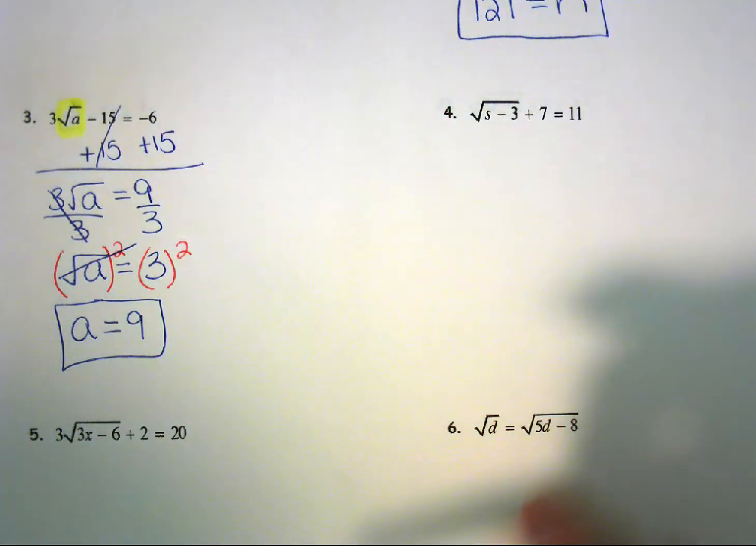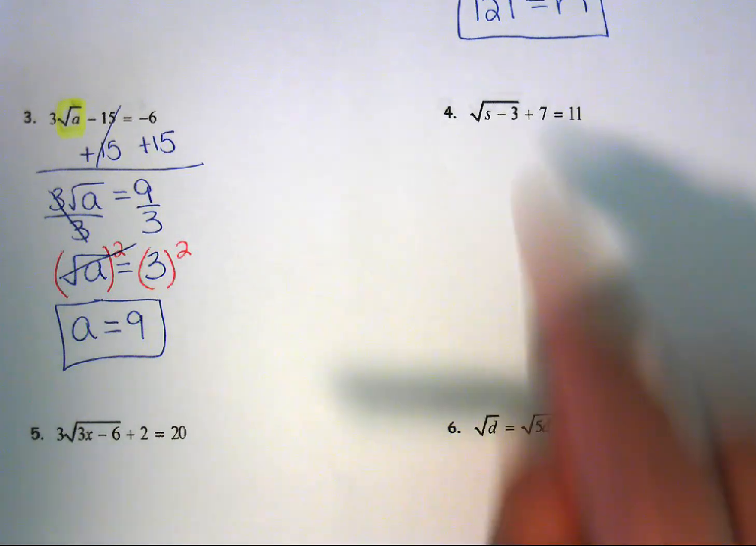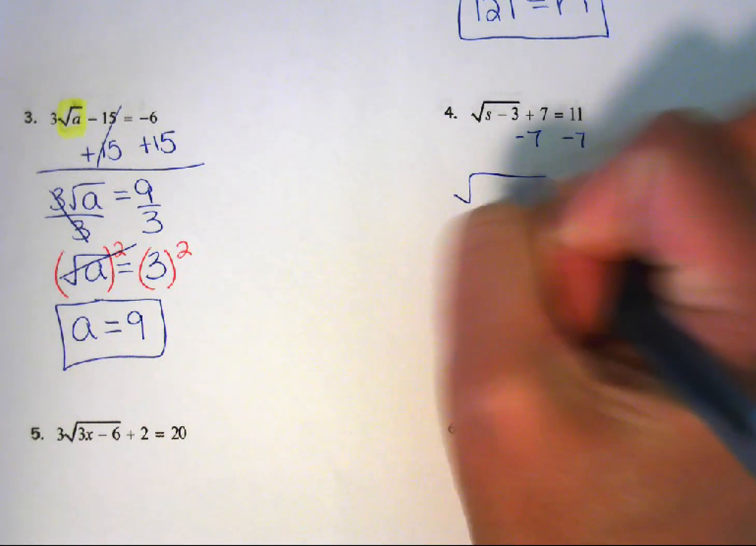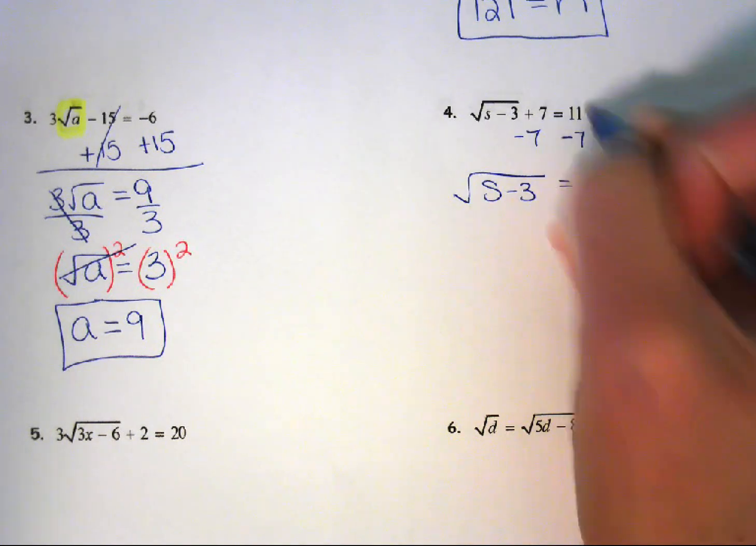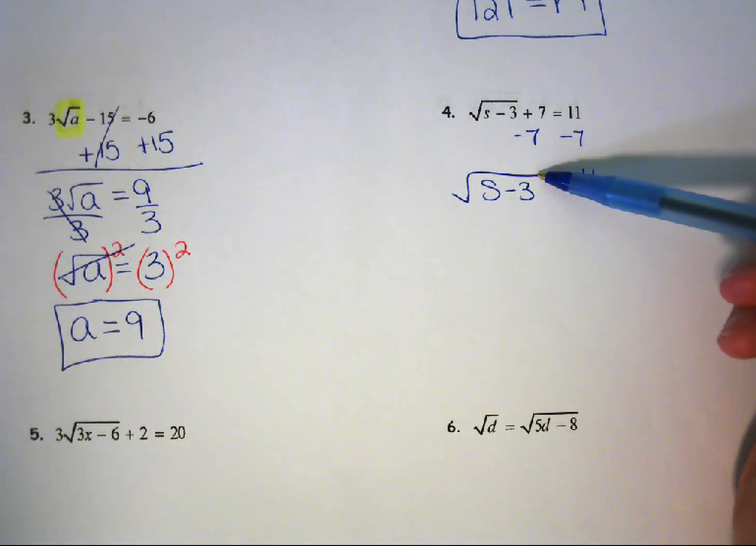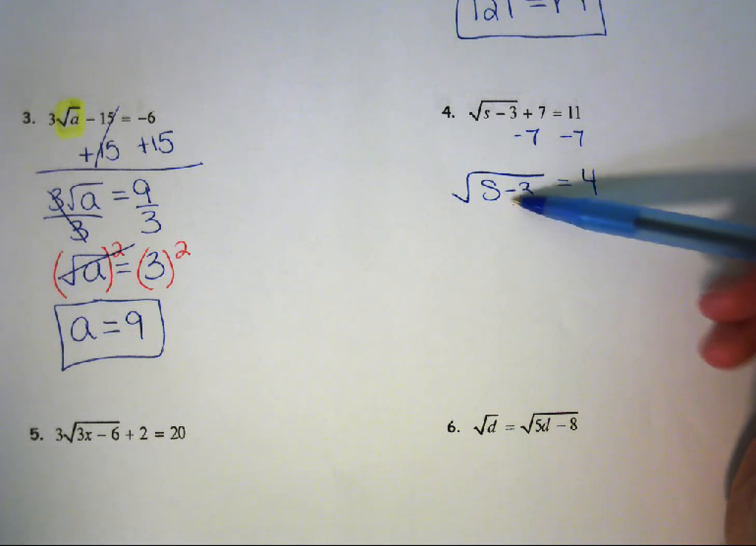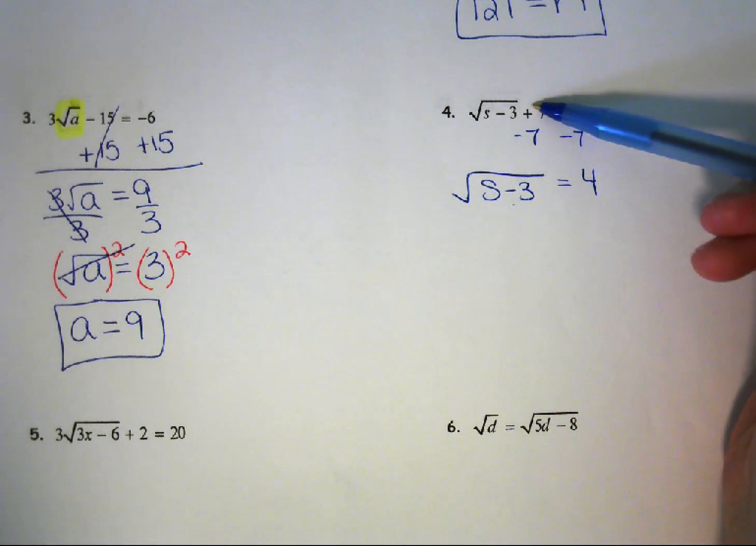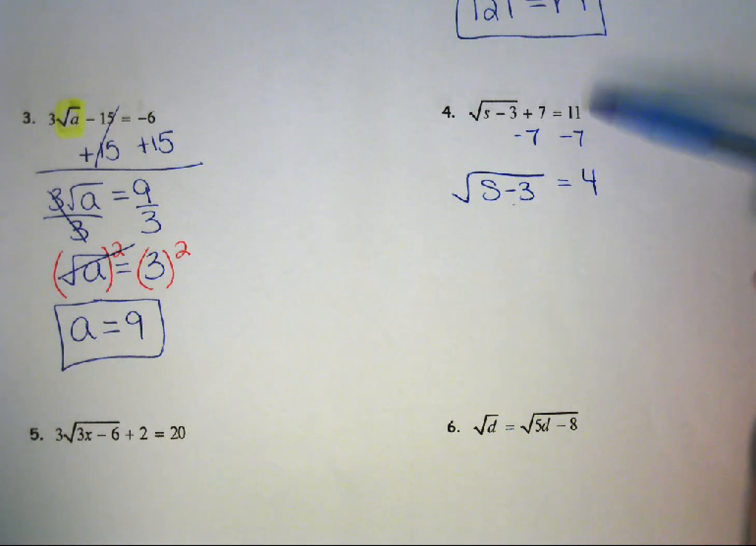Number 4, this is a plus. We don't have any division in this lesson. So we're going to go minus 7. So I have 11 minus 7, which is 4. Now notice my radical is isolated. Even though I have this piece underneath, the radical itself is isolated. So I moved the 7 to the other side to get it alone.